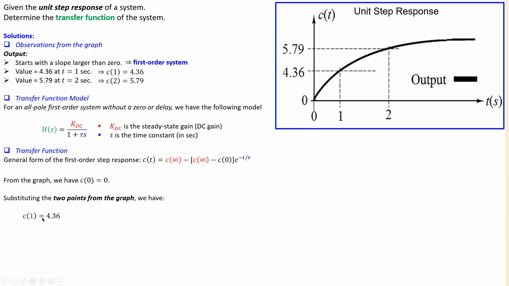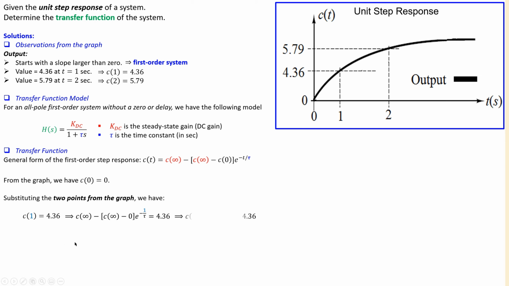So the first point, c at 1 is equal to 4.36. Then I have the following expression. I have of course already substituted the value of the initial condition, which is just 0. Then I have the following. Of course, for time I just substitute 1. And this is the expression I have from my first measurement point.